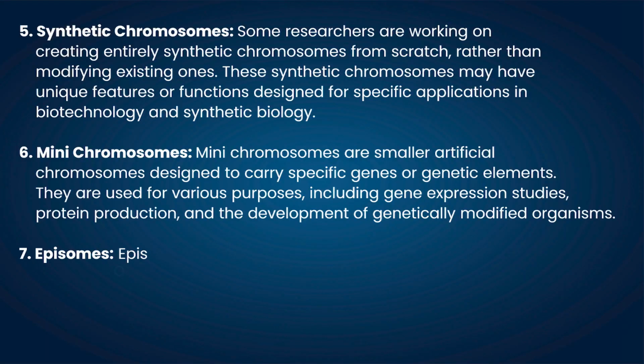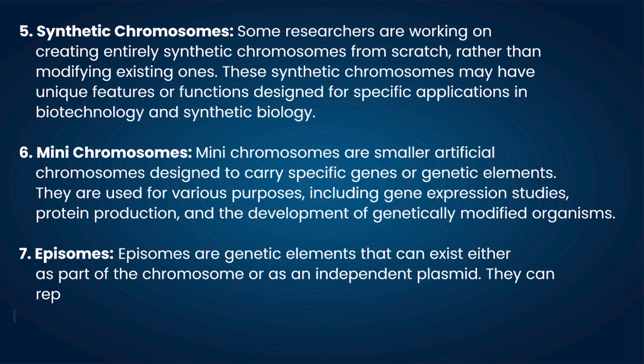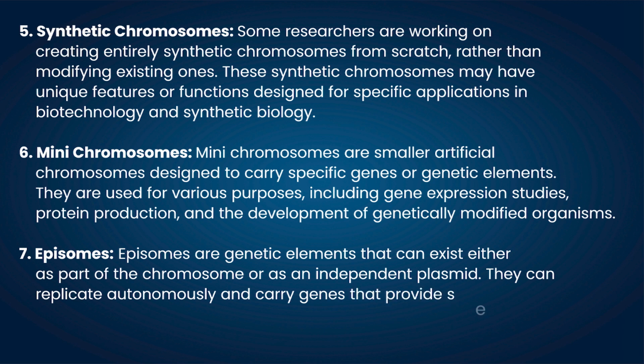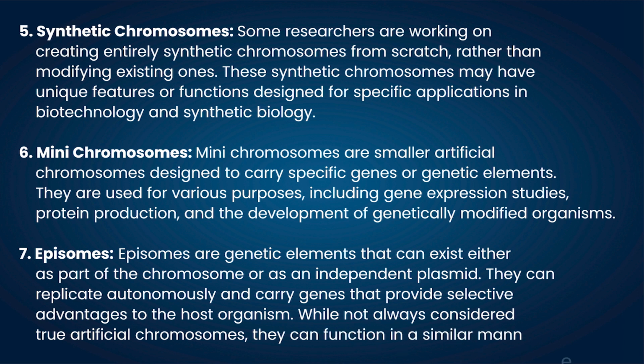Next in line are episomes. Episomes are also a type of artificial chromosome. These are genetic elements that can exist either as a part of a chromosome or as an independent plasmid. They can replicate autonomously and carry genes that provide selective advantage to the host organism. While not always considered true artificial chromosomes, they can function in a similar manner and can be used for similar applications.